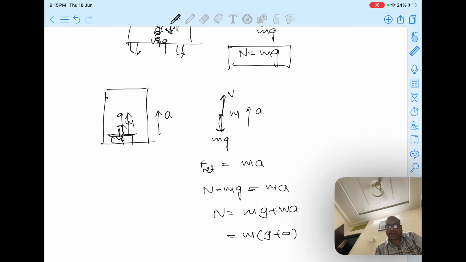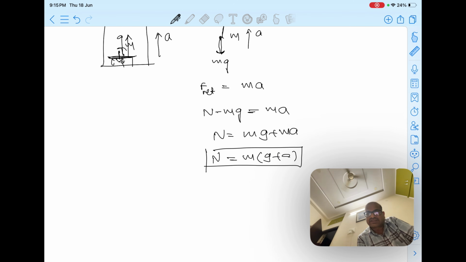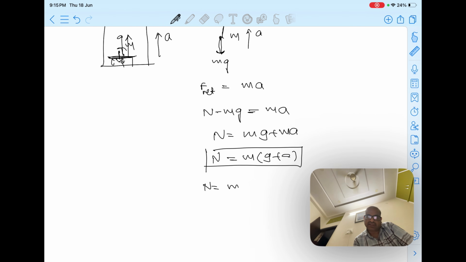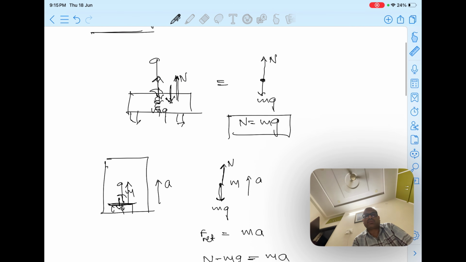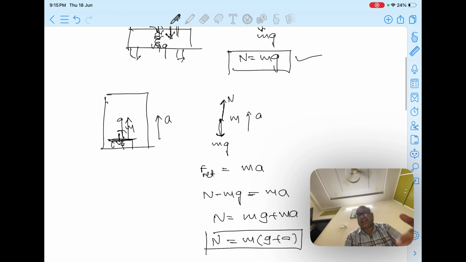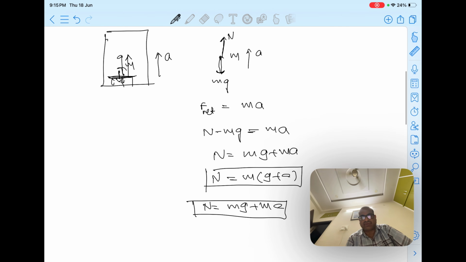This is the normal reaction acting on the man, and it is the force which the man exerts on the weighing machine. Therefore the weighing machine reads N equal to mg plus ma. When he was standing at rest, when the elevator was not moving, the normal reaction was mg, the actual weight. Now when he is in a lift accelerating upward, the normal reaction increases: N is equal to mg plus ma.